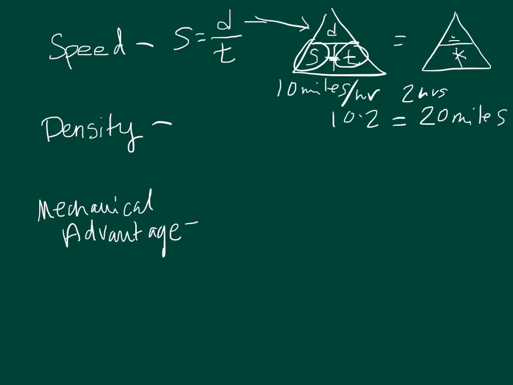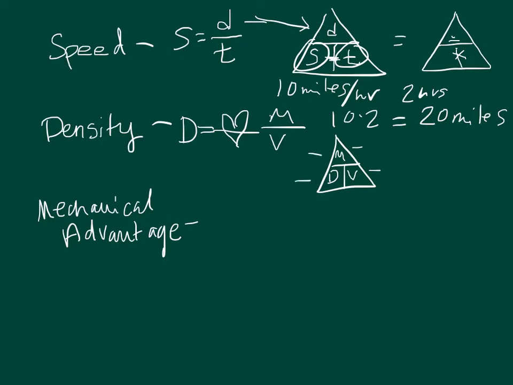Okay, density. Density equals, draw your heart and cut it in half, mass over volume. Same thing, put it in your triangle: density, mass, volume. So if I have mass and volume, I divide it, right, because one's on top of the other. If I have mass and density, I divide it because they're on top of each other. If I have density and volume, I would multiply them together.